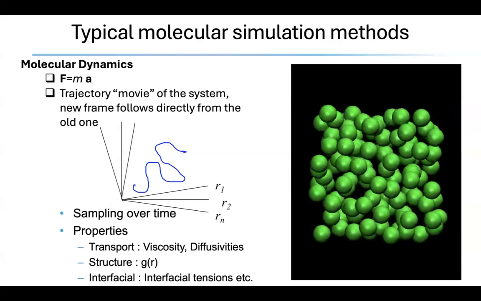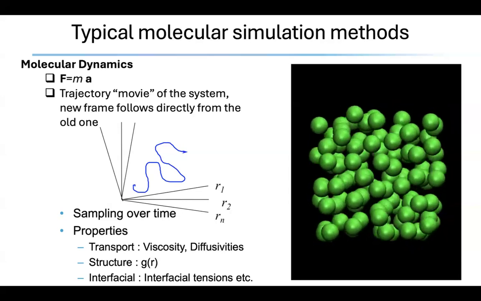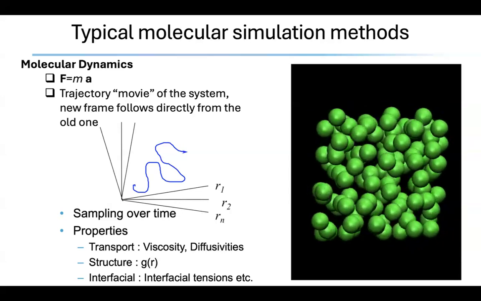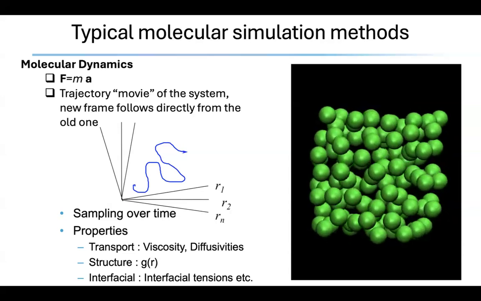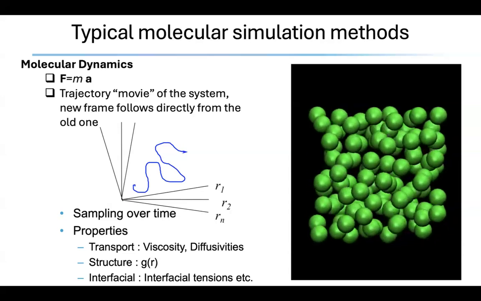As you can see, this is how a typical molecular simulation looks. The positions of these atoms are moving smoothly over time, and this is a result of solving Newton's equation of motion.